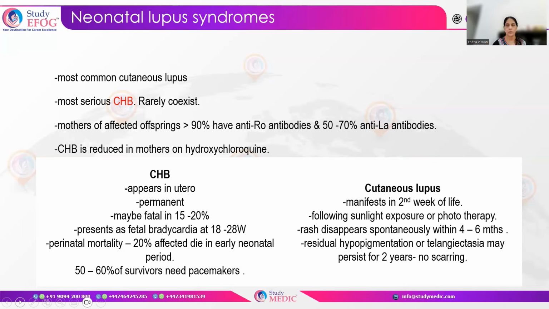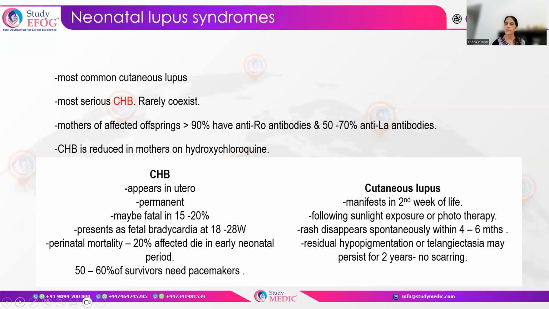Coming to congenital heart block. It can be diagnosed in utero. Remember, once you have congenital heart block, it is permanent. It can be fatal in about 15 to 20% of the fetuses. And how does it present? It manifests as fetal bradycardia at 18 to 28 weeks of pregnancy. The perinatal mortality is about 20%, those who are affected die in the early neonatal period. Amongst the survivors, 50 to 60% of them require pacemakers, and these pacemakers have to be lifelong.